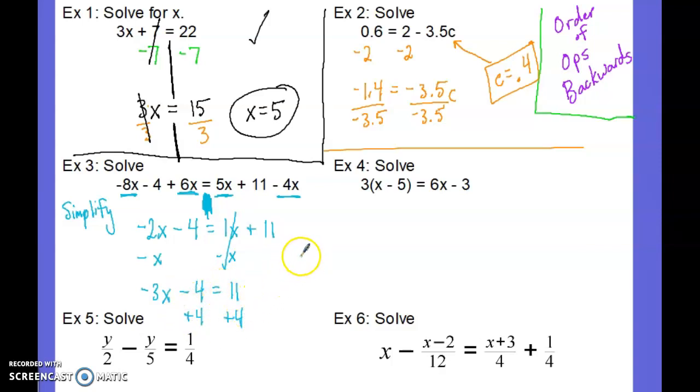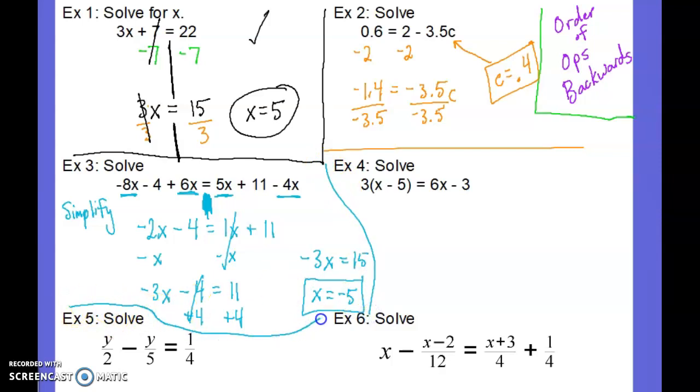Kind of running out of room, so I'm just going to go right here. Negative 3x. These cancel, equals 15. And then I can divide both sides by negative 3. And again, I'm running out of room, so I'll just go ahead and write that x equals negative 5. So that's your answer to exercise 3.